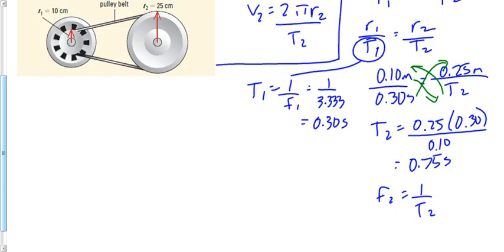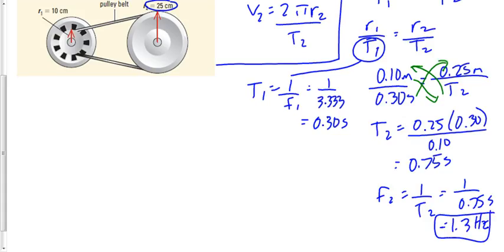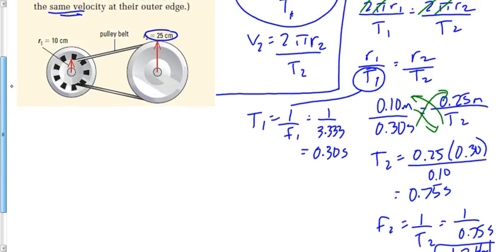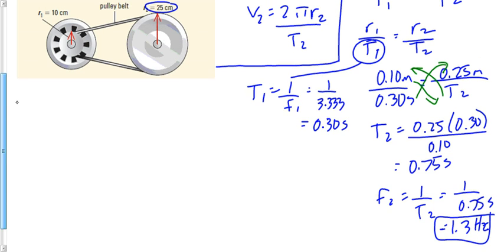If T is 1 over F, then F is 1 over T. So we're going to say F2 is 1 over 0.75 seconds. And that gives me 1.3, two significant figures because of this, right? 1.3 hertz. The first one was moving at 3.3 hertz. The second one is moving at 1.3 hertz.